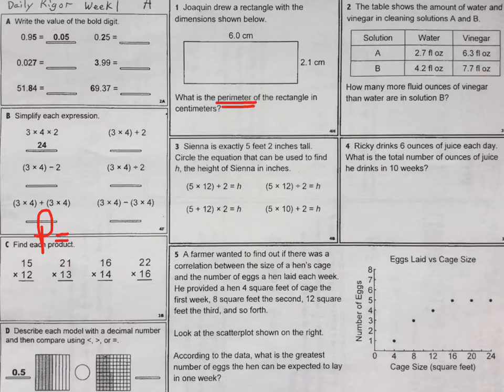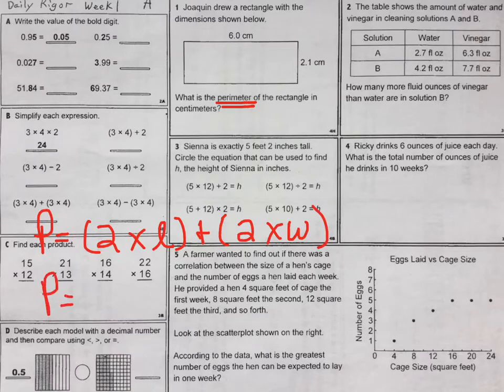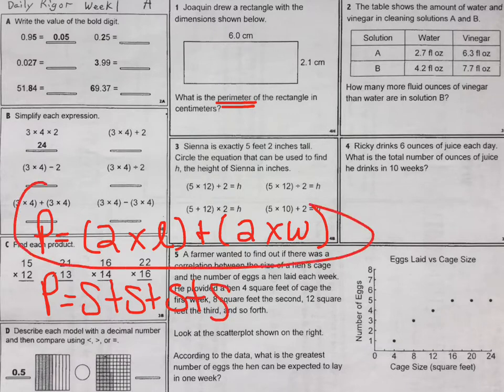The formula, sorry, is 2 times the length plus 2 times the width. Or you can say side plus side plus side plus side. Okay, but this is the way you should, this is how we do it in class.